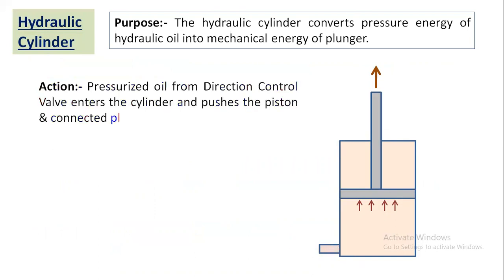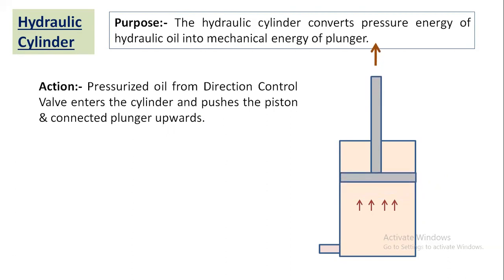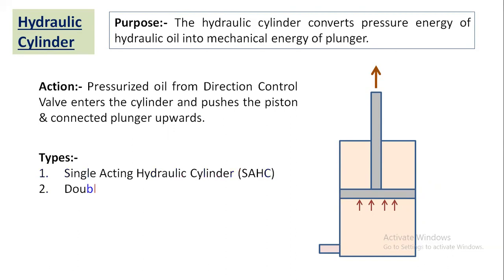Pressurized oil coming from direction control valve enters and it applies pressure on the piston, and as a result the piston moves upwards, and as the plunger is connected to piston and load is connected to plunger, the load also comes upwards. There are two types of hydraulic cylinders. One is single acting hydraulic cylinder and the second is double acting hydraulic cylinder.